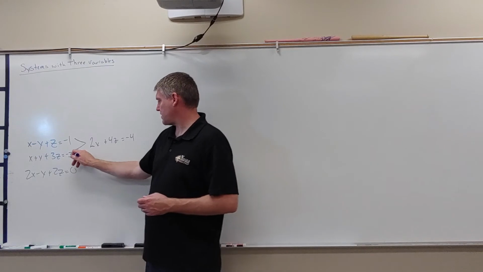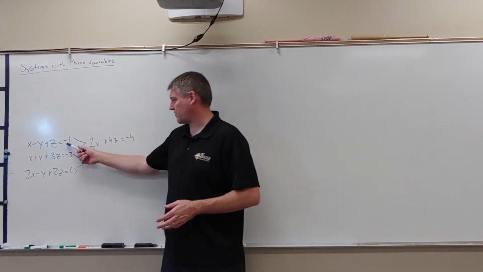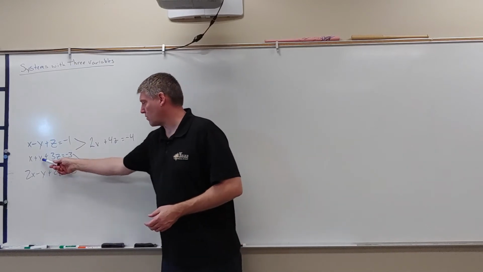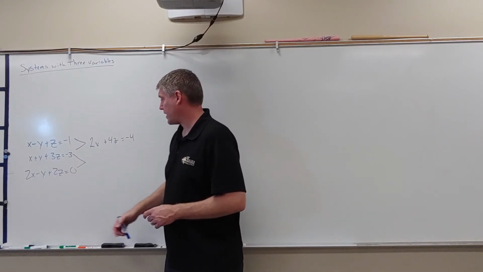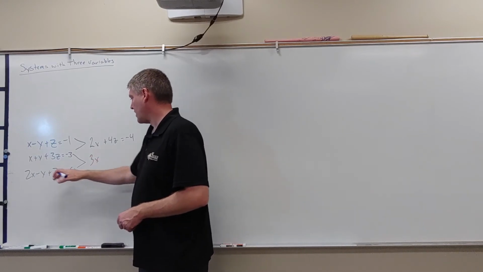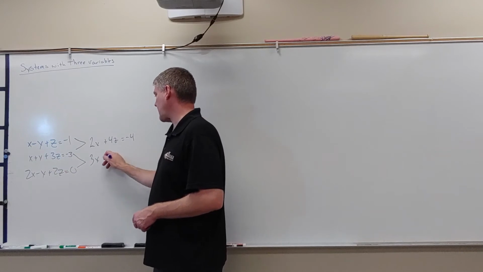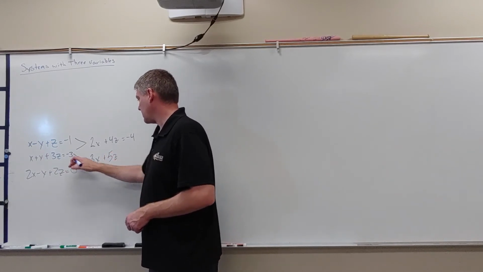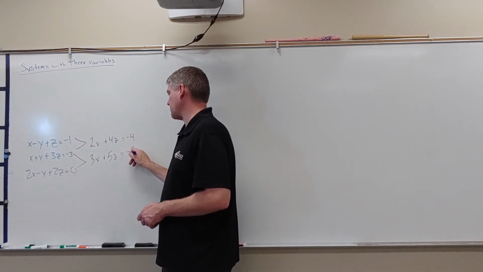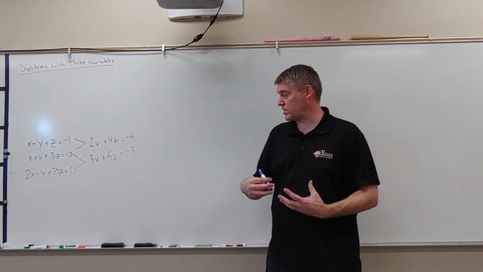Now, I have to use the third equation. And what I'm going to do is I'm going to use the third equation with the second equation. It doesn't matter. I could have used the first and the third, but since they're already opposite, I'm going to use the second. So I have x plus 2x is 3x. Y's go away. 3z plus 2z is 5z. Negative 3 plus 0 is negative 3. Okay? So now I have two variables, two equations.